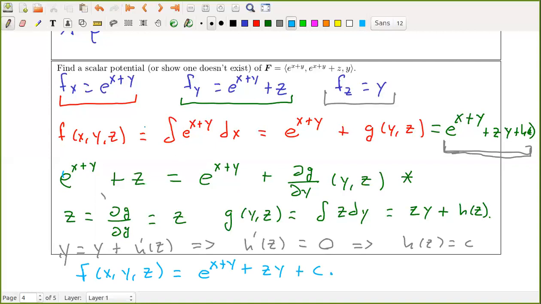Okay, so just to recap what happened, we started by observing the fact that the derivative of f with respect to x is e to the x plus y. We took the antiderivative of that with respect to x and got e to the x plus y plus some unknown function of y and z. And then we were able to use the other two equations, the y derivative and the z derivative, to figure out what g is. In the next example that we'll see, there will be a contradiction because in the next example, f does not have a potential.